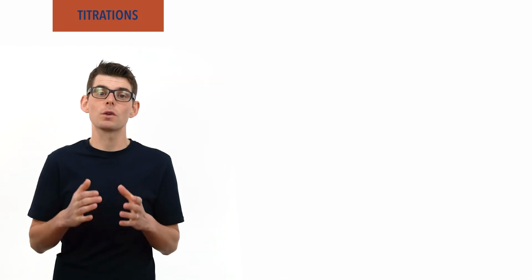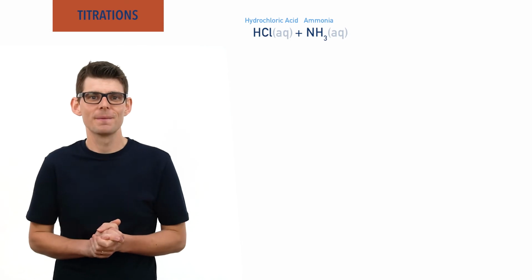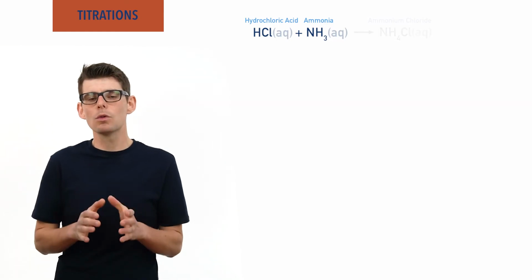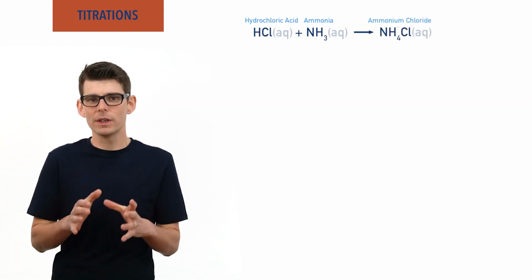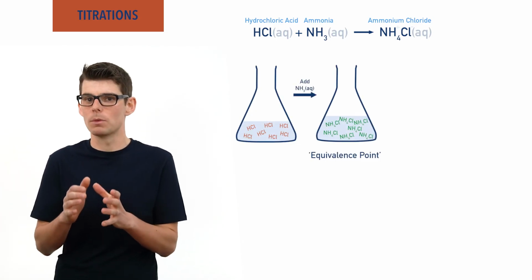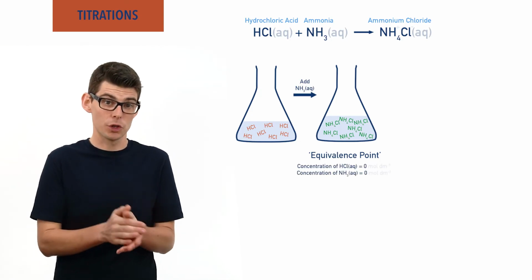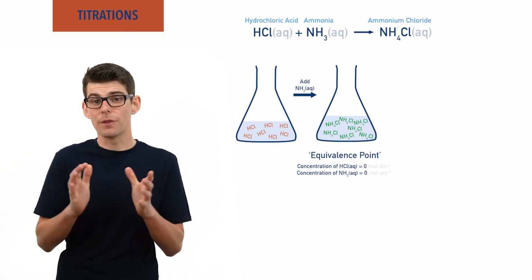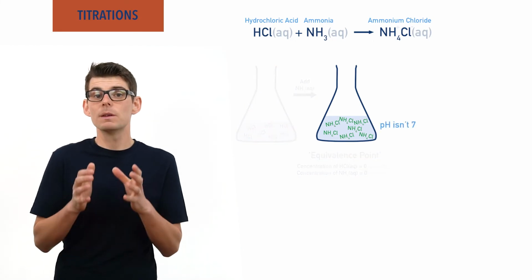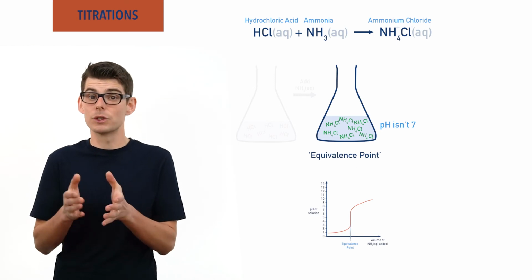If, for example, hydrochloric acid and ammonia were being titrated instead, things get a bit different. If ammonia, a weak base, is added to hydrochloric acid, ammonium chloride is formed. At the equivalence point, enough ammonia has been added to perfectly react with all the hydrochloric acid molecules present at the start. The concentration of HCl and NH3 in the solution should be 0. Makes sense. The thing is, a solution of ammonium chloride doesn't have a pH of 7, meaning when the equivalence point is reached, the solution isn't pH 7 and therefore isn't neutral.